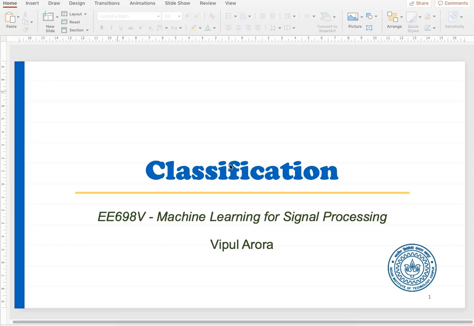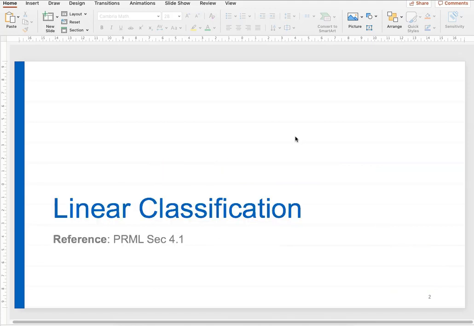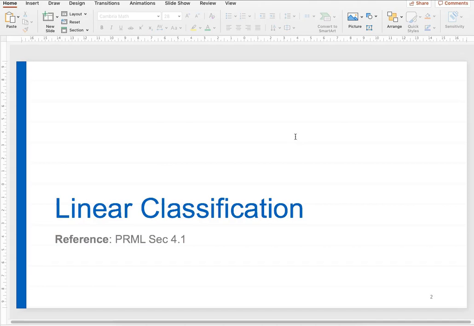So, classification. For the first part, linear classification, it's highly recommended that you read Chapter 4, at least Section 4.1 of the PRML book. Mostly this is discussed very nicely there, and I'll be using the same format for discussion.